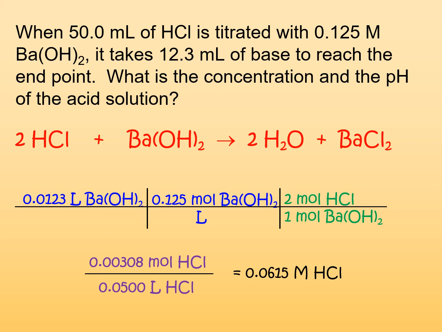The second question wanted to know the pH. Well, remember, since this is a strong acid, the molarity of the acid is equal to the molarity of the hydrogen. So if we do the negative log of 0.0615, we get a pH of 1.211. Remember to use your sig figs: our concentration has 3 sig figs, so our pH is going to have 3 decimals after the period.